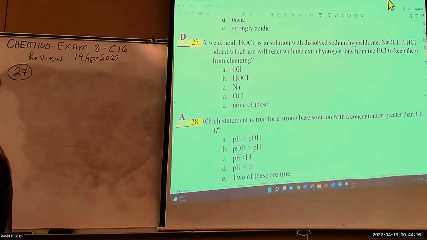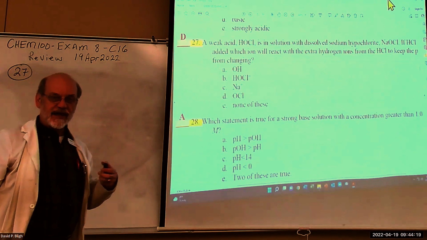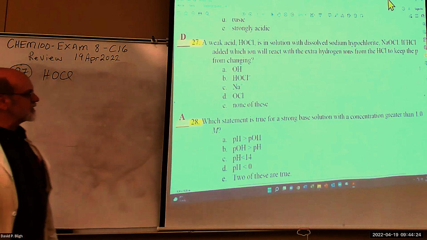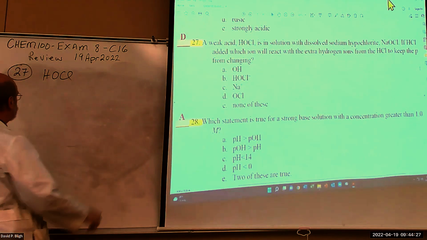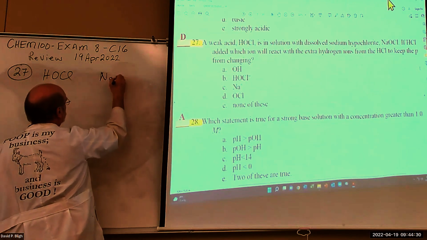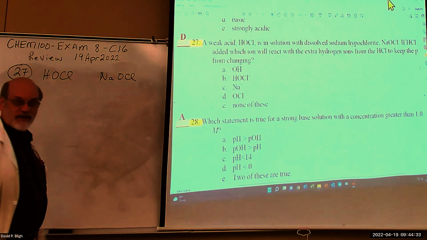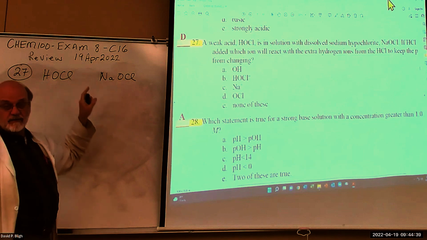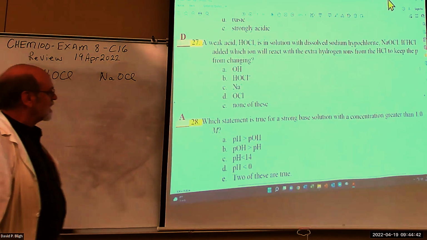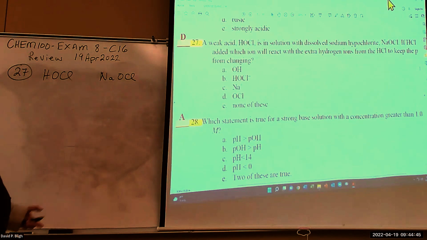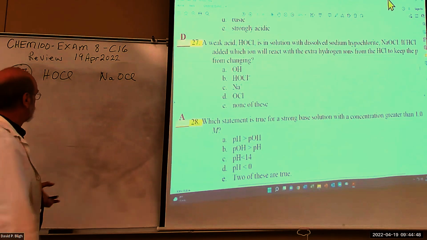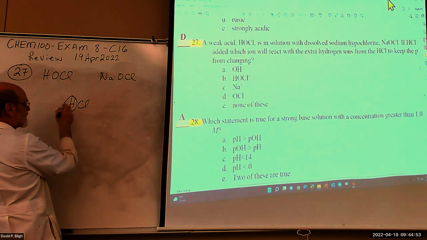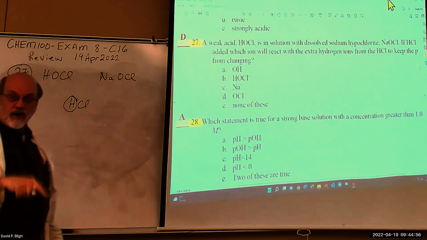A weak acid, HOCl, which is hypochlorous acid, is in solution with dissolved sodium hypochlorite. So we've got sodium hypochlorite in there. What do they have in common? This part of the molecule right here is exactly the same for both of them. If HCl is added, which ion will react with the extra hydrogen ions? So if we add this one, and it breaks up into these hydrogen ions, what is it going to react with?